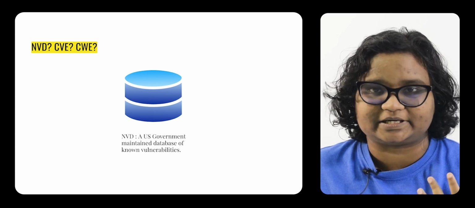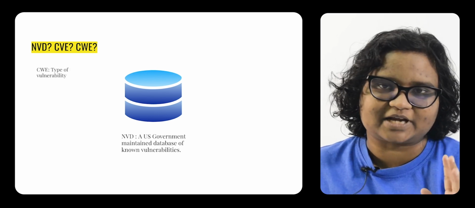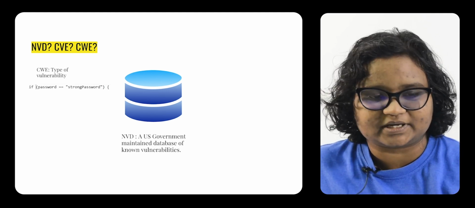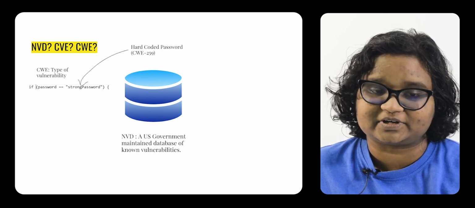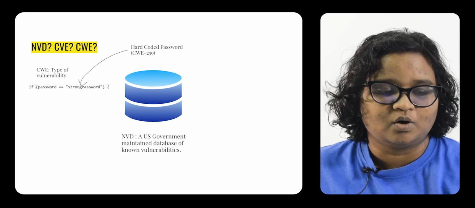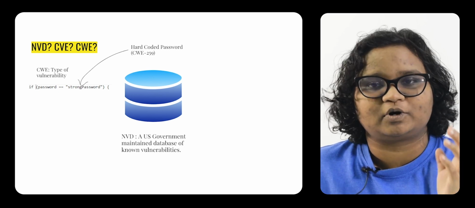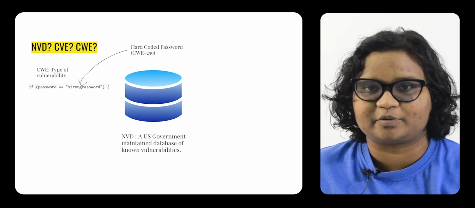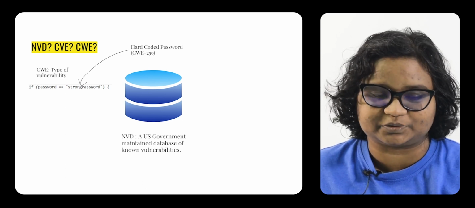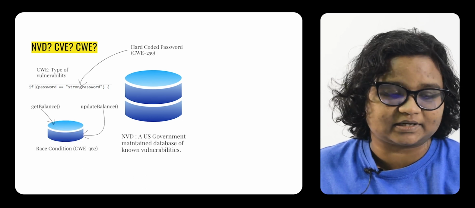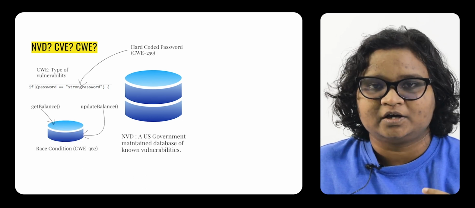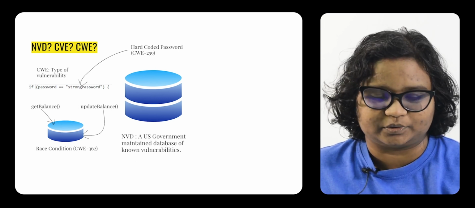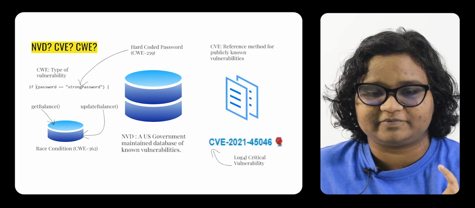And then there is another one called CWE, which just means the type of vulnerabilities. It can be something like cross-site scripting, or in the example given here, it could be hard-coded passwords, where you check for a password entered by the user. You have hard-coded it into your code, and that's how you are checking the password entered by a user. And it can be something like a race condition, which means you're not properly managing access to a shared resource in your code. And then there is the CVE.